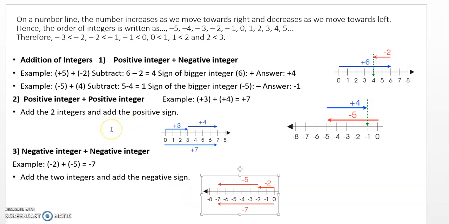Always remember, if the two numbers have the same sign, you have to add them. And whatever sign the numbers have, that sign you have to apply. So I think this is clear about the addition of integers.